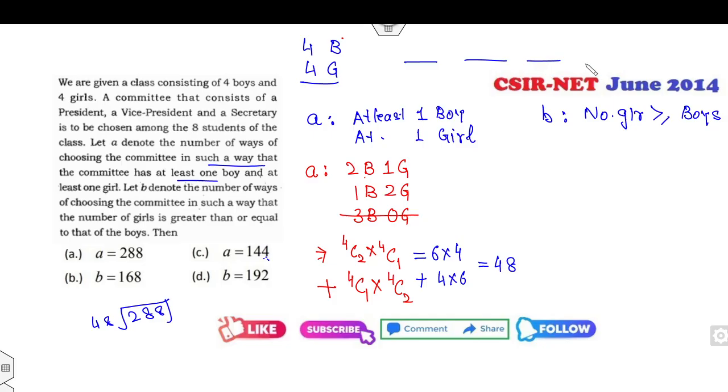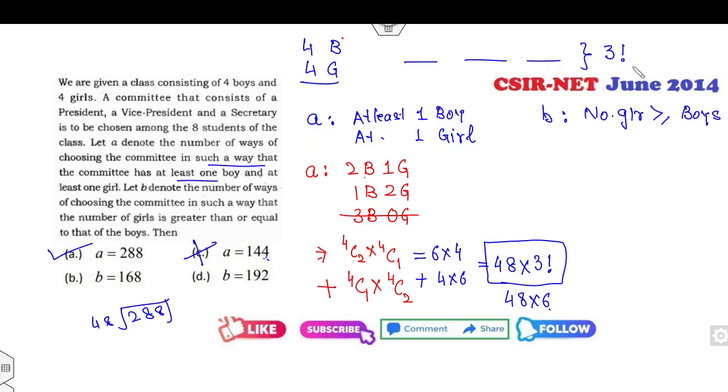So how many possible cases? 3. So how many choices are there? 3 factorial. So I can multiply by 3 factorial, that is 48 into 6. So this option is cancelled. This option is the correct option.